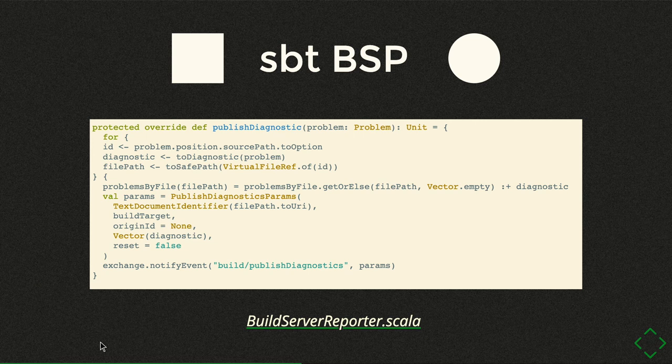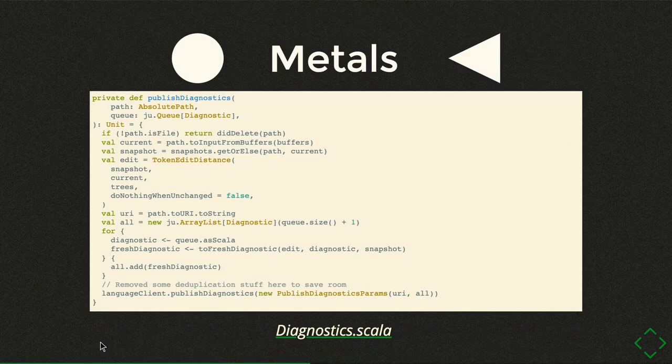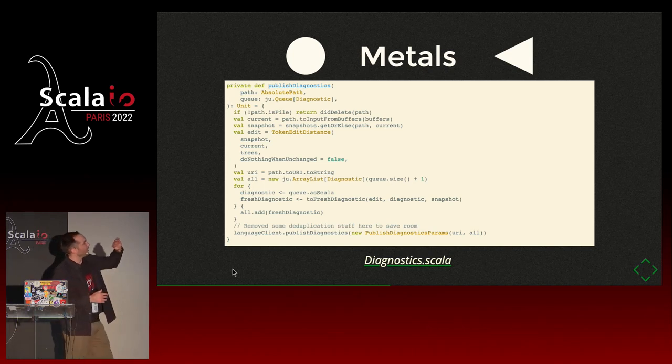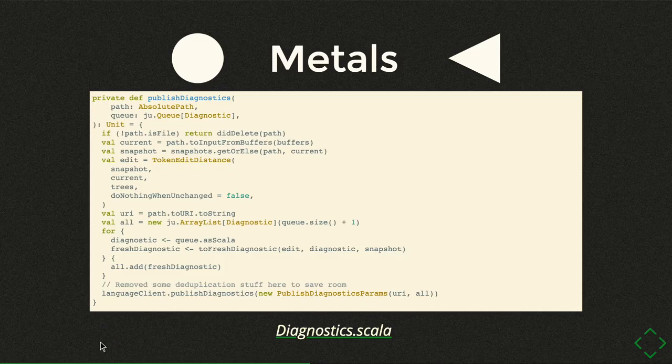So now we're at the language server, and for this case, we'll use Metals as the language server. In here, you see an absolute path, which is the file that you have open. And then you have a queue of diagnostics. And then you see some related code, some of it having to do with deduplicating, making sure you're not reporting the same error twice, and ordering sometimes. And then way at the end, you have language client, published diagnostics, new published diagnostic params. And now, finally, you have the diagnostic in your editor.